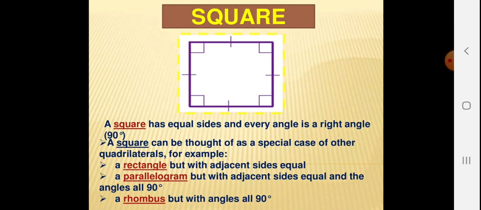Square, you already know about the square. All four sides are parallel and equal, and the angles are 90 degrees.